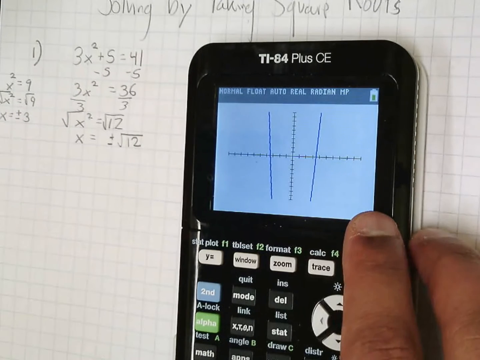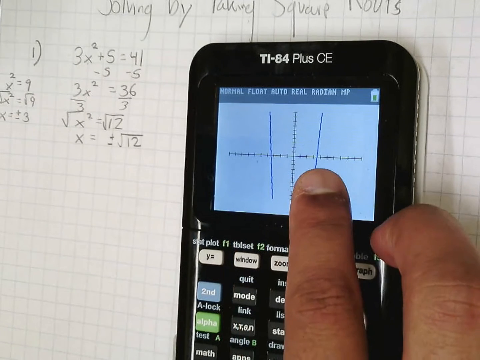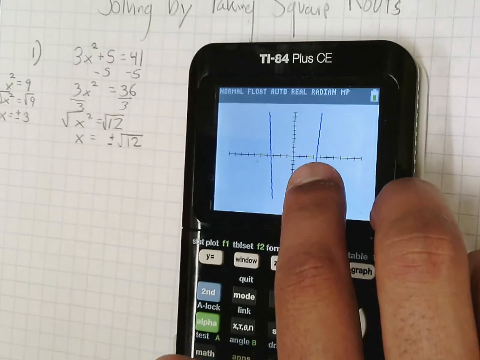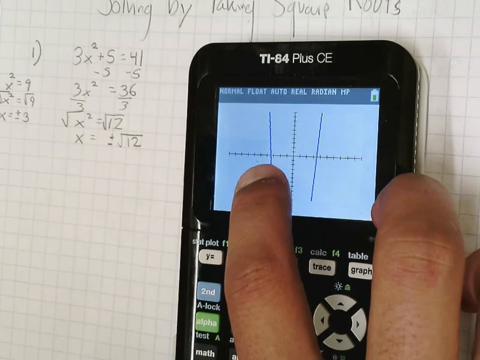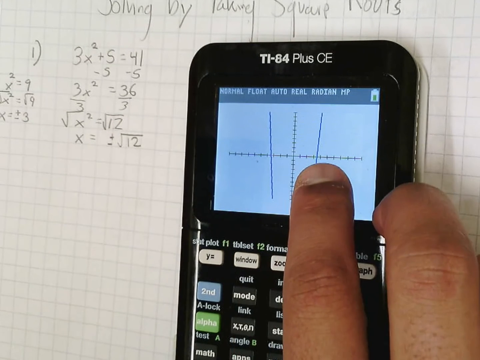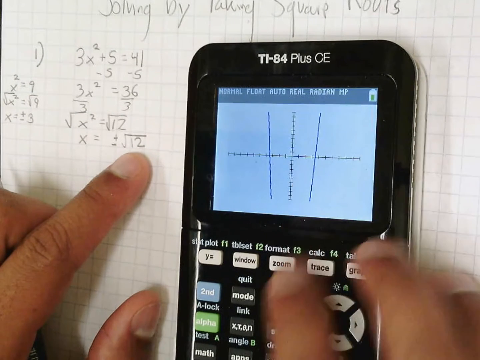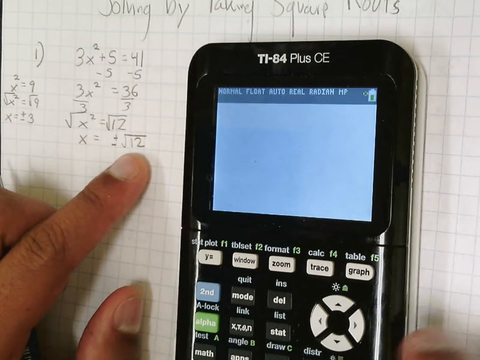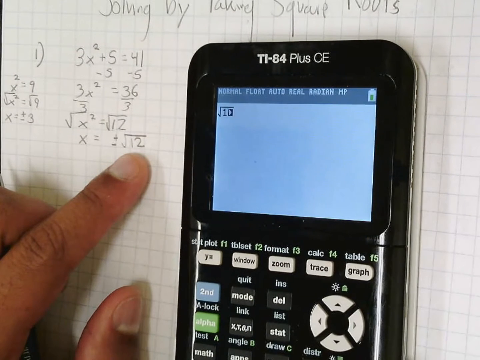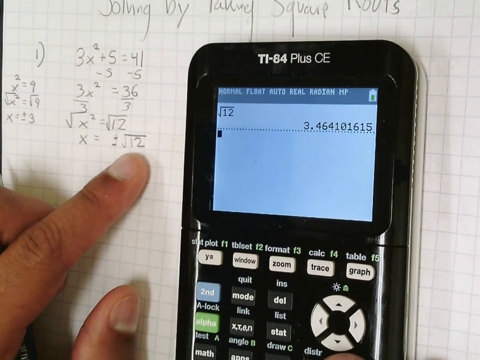If I graph this, notice that there's two x-intercepts, one here and one here. I have positive 3 point something and negative 3 point something. Well, that 3 point something is the square root of 12. Let's see what it is. The square root of 12, yep, is 3.46. So x is both positive and negative 3.46.